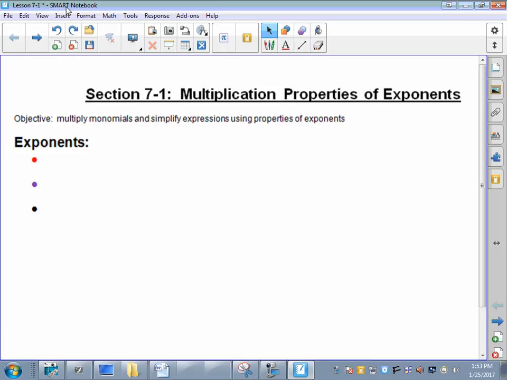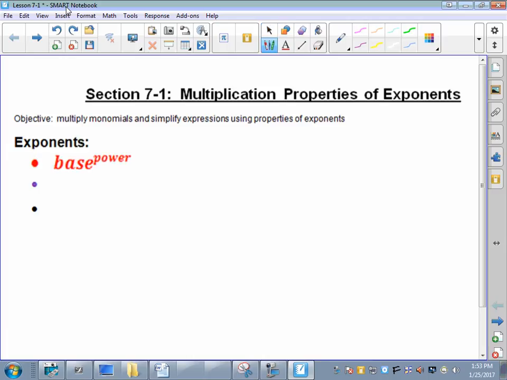And so Section 7.1 is the beginning of looking at exponents, looking at variables with exponents, and what you do with them. So first of all, an exponent is the little number. We've got a base to a power. The power is the exponent.